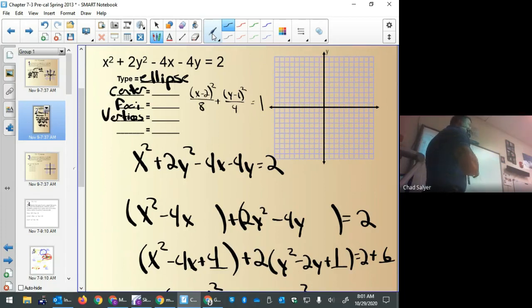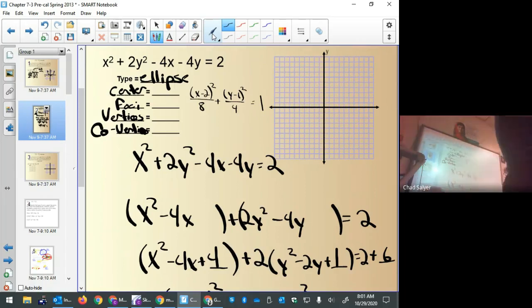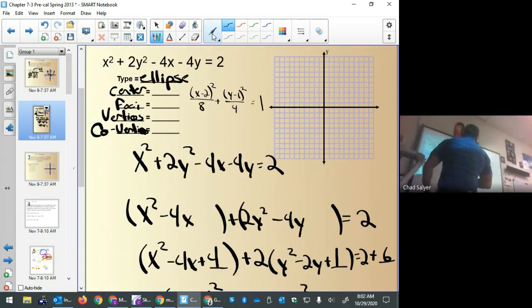Not the vertices, but the co-vertices is what I'm looking for. So again, if you can't name the characteristics, then I'm very skeptical that you'll be able to find them. All right, so make sure you're squared away on both of those skill sets. What is the center in this case, Colby? Good.